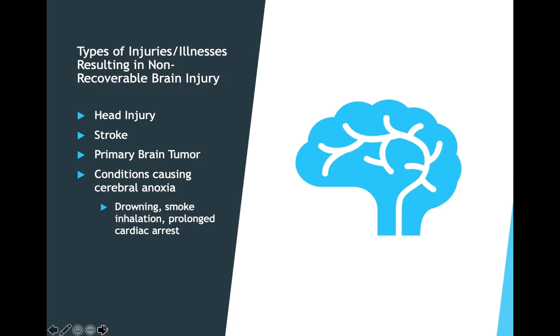So types of illnesses or injuries that a patient can have resulting in a non-recoverable brain injury: head injury, and we talked about those in the traumatic brain injury module. A patient that has had a devastating stroke or bleed, a primary brain tumor, and then conditions that cause anoxia. So drownings, smoke inhalation, prolonged cardiac arrest, and like I said, often overdose patients fall into this category as well.